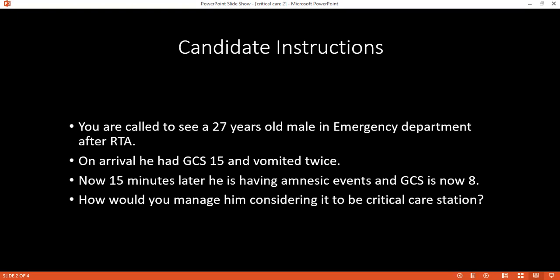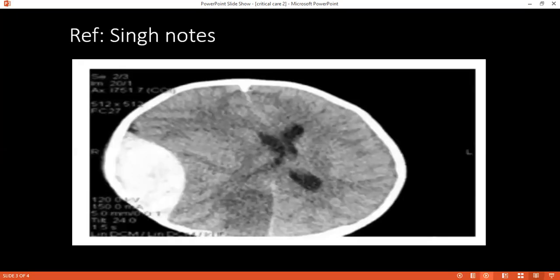To optimize ventilation. Okay, can you please quickly help me read the image? There's a biconvex hyperdense area at the right parietal area. And there's also midline shift and compression of ventricles. Yes, what are these? Those are ventricles, lateral ventricles. Okay, good, thank you.